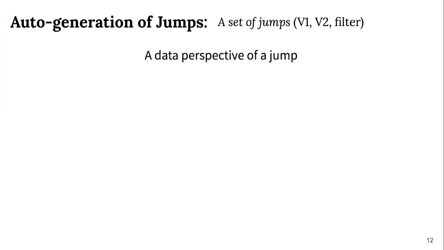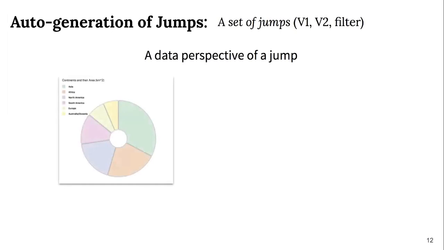Now let's take a look at the auto jump problem. The input is a set of visualizations for some tables and their connections. The output is a set of jumps, each identified by a pair of visualizations and a filter. Let's see an example jump from a data perspective.